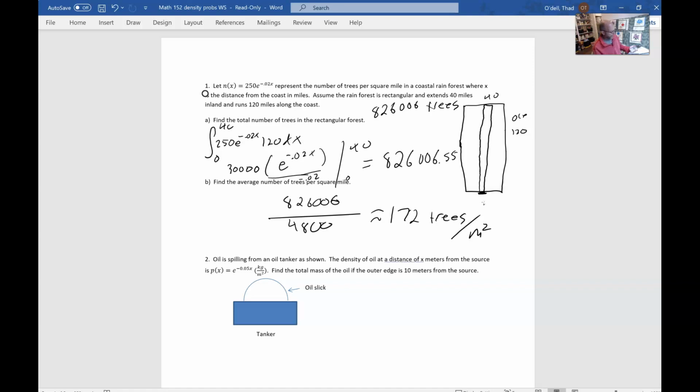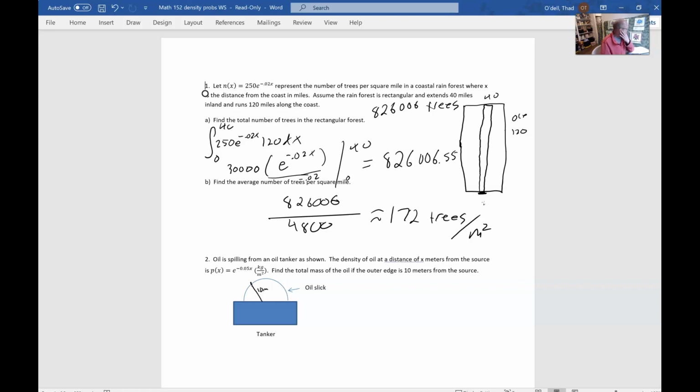Okay? Okay, so number 2 says oil spilling from the oil tanker is shown. It's a nice square oil tanker. The density of the oil at a distance x meters from the source is P of x equals that little guy there. Find the total mass of the oil if the outer edge is 10 meters from the source. So that means we have a radius of 10 meters there.